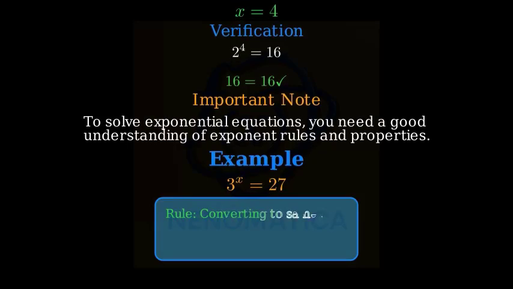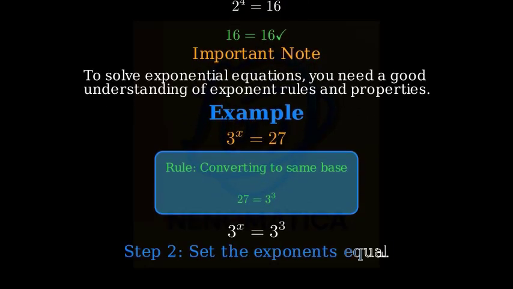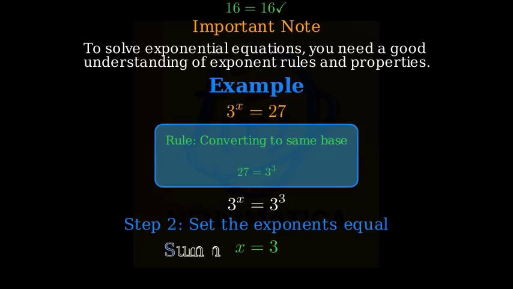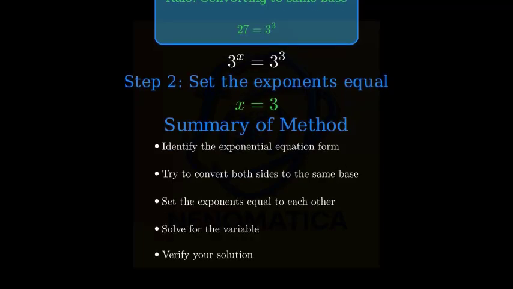In this case, we recognize that 27 can be written as 3 to the power of 3, since 3 cubed is 27. Again, since both sides have the same base, we can set the exponents equal to each other. In general, to solve exponential equations where the bases are different, we often convert to the same base or use logarithms. Let's summarize the main approach we use today.